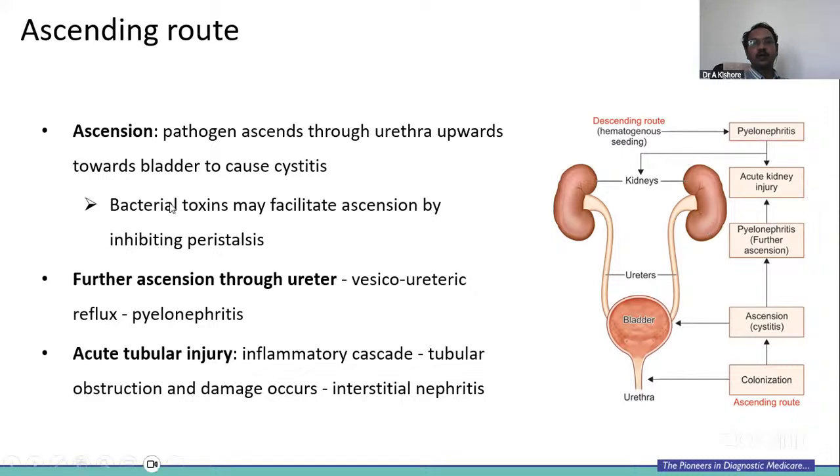All this is the ascending route, where you see acute tubular injury. Tubular obstruction and damage can also lead to this kind of infection.